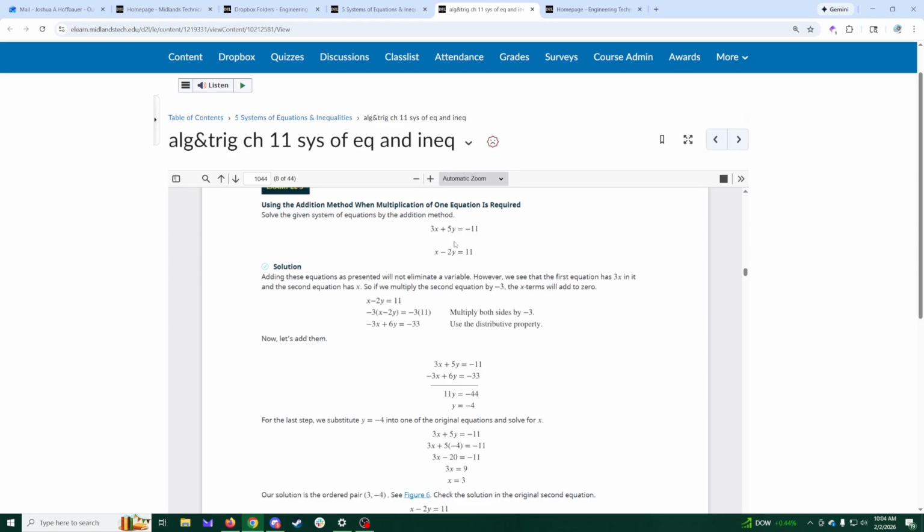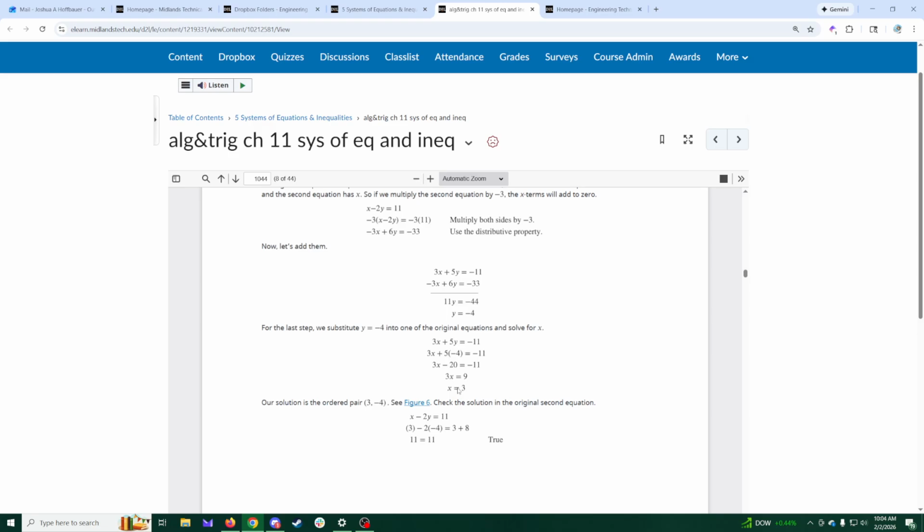You can plug that into one of your two original equations in order to solve for x, which in this case, if you plug negative 4 in for y into the first equation, solve for x equals 3, and the solution to this system of equations would need to be 3, negative 4.